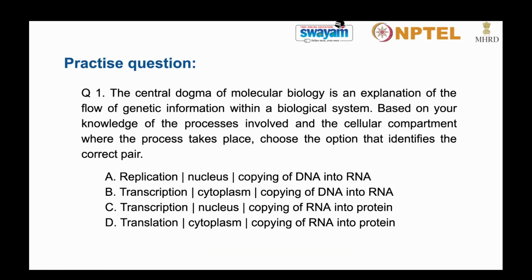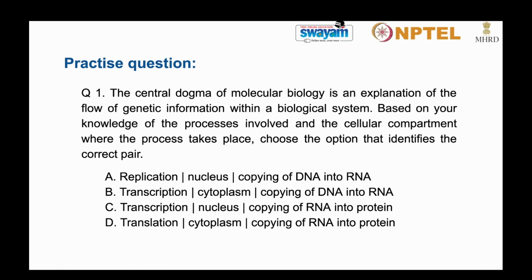Let's see the first question, which is related to this. The question is: the central dogma of molecular biology is an explanation of the flow of genetic information within a biological system. Based on your knowledge of the processes involved and the cellular compartment where the process takes place, choose the option that identifies the correct pair. You have to read these options and tell which option is the correct one. The first option is replication, occurring in the nucleus, and what happens in the process is copying of DNA into RNA.